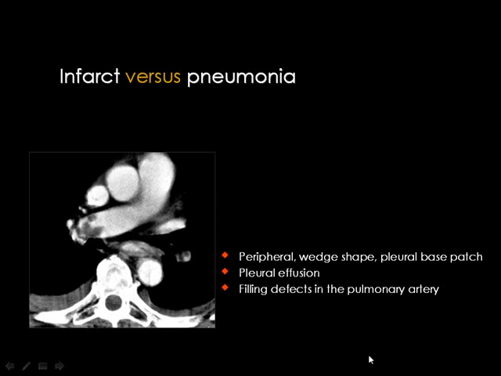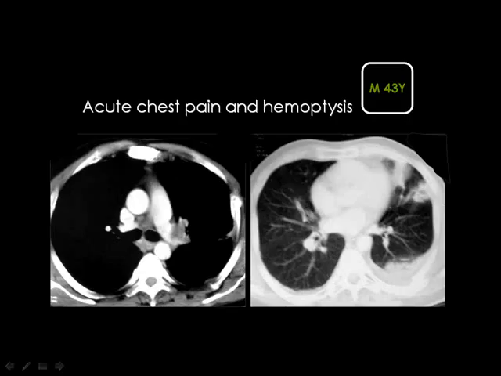If the patient has acute chest pain and hemoptysis, especially if he is complaining of deep vein thrombosis in the lower limbs, then you got the full-blown picture of pulmonary embolism. But if you don't have the history, and in the CT scan you see this appearance, which is an embolus in the pulmonary artery, and you can see also the pleural effusion, then you know that the lesion you are dealing with is an infarction.